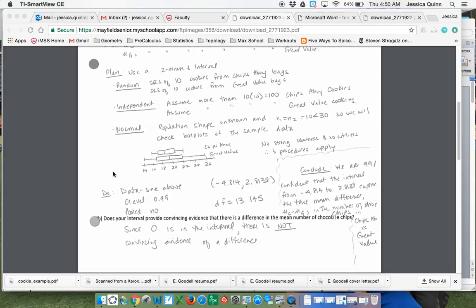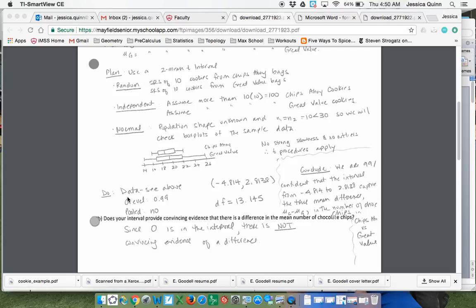So for my two box plots here, again, you need to make sure you have your horizontal axis labeled. You need to show on the box plot which is Chips Ahoy and which is Great Value. For both of them, because there's no strong skewness and there's no outliers, that means we can use our T procedures. Okay, so we stated, we planned, so now we have to do.